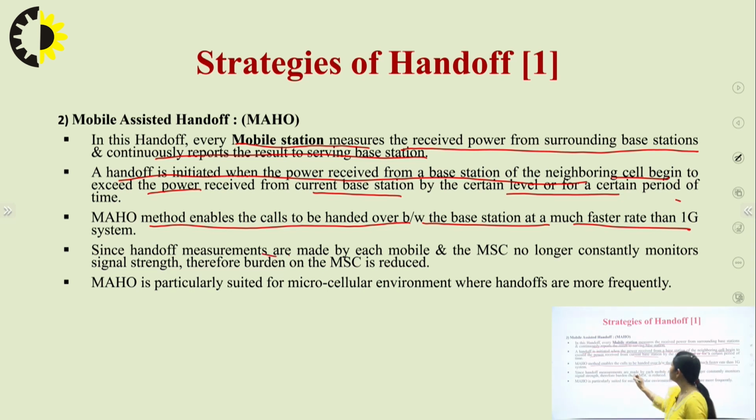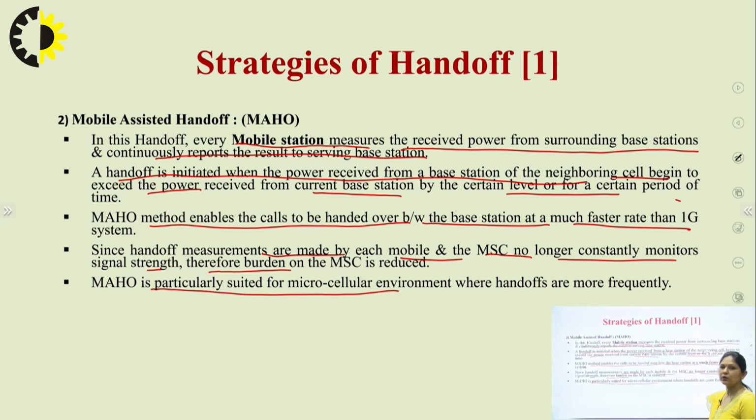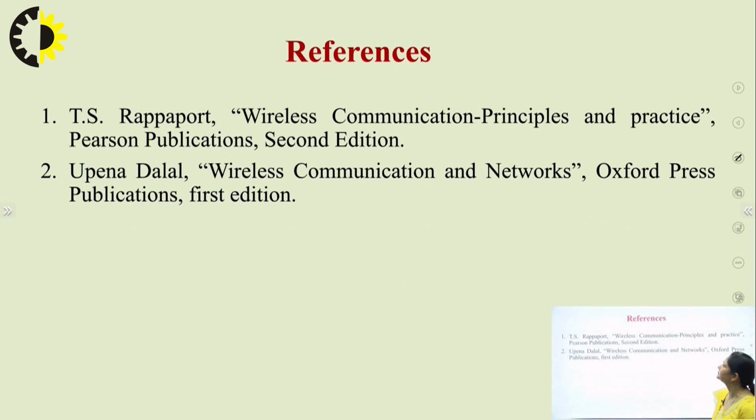Since handoff measurements are made by each mobile station and the MSC no longer constantly monitors the strength, the burden on the MSC is reduced. That was the disadvantage of network assisted handoff, which has been removed by mobile assisted handoff. MHO is particularly suited for the microcellular environment, where handoffs are more frequent. In the microcellular environment, the whole area is divided into smaller cells or microcells, so the handoff will be more frequent. In that case, mobile assisted handoff will be of much use, as it decreases the burden on the MSC.